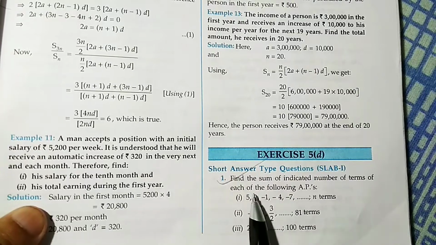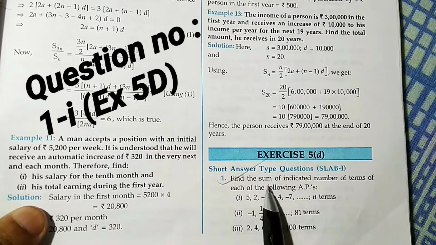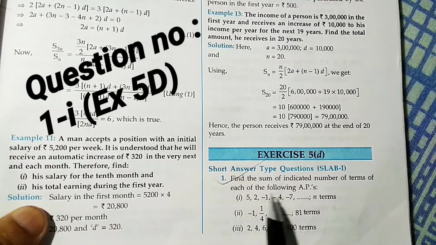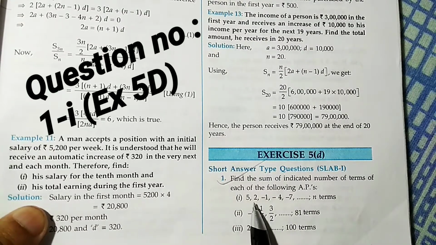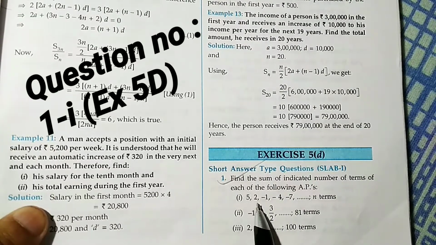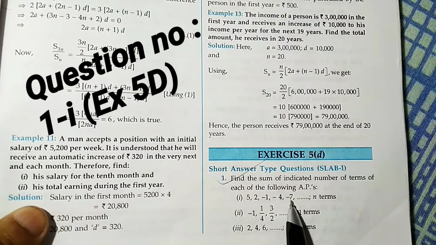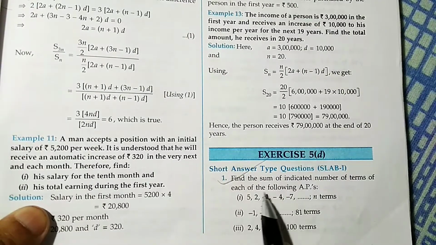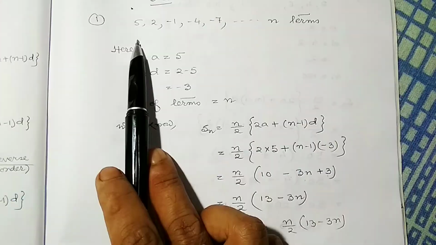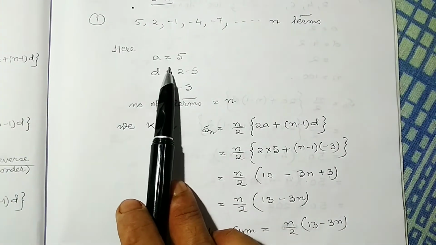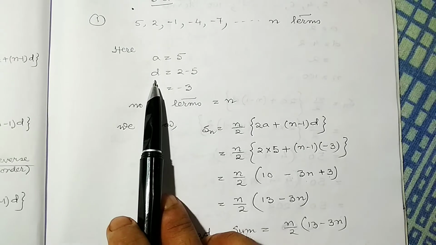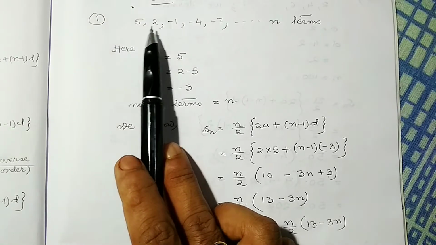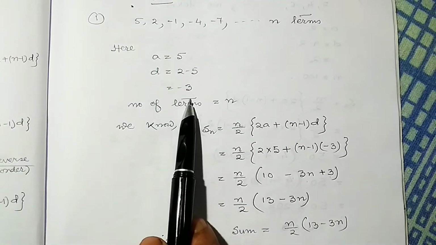In 5D, the first question is, find the sum of indicated number of terms of each of the following APs. Now first question is 5, 2, minus 1, minus 4, minus 7. This way one AP is given, and we are to find the sum of n terms. Here first term is 5. So I have written A equal to 5. How to find common difference? Second term minus first term, 2 minus 5. 2 minus 5 will be minus 3.